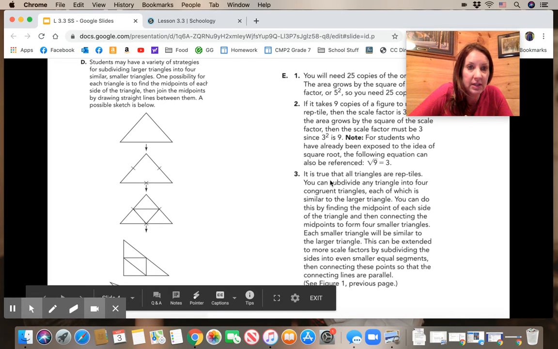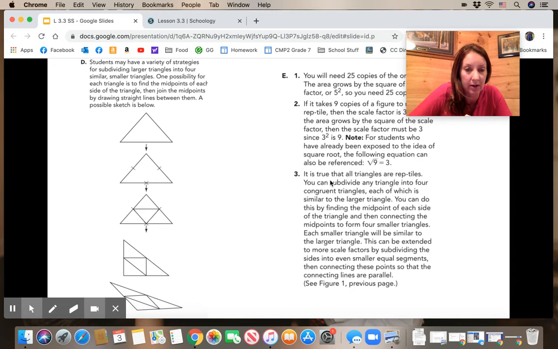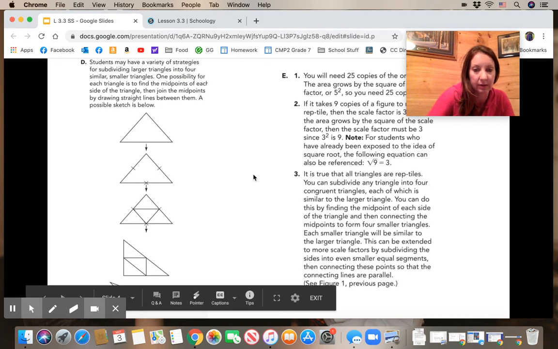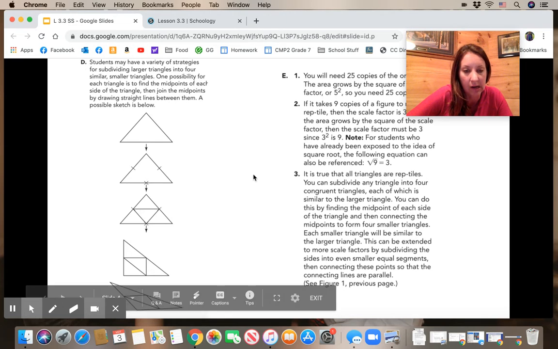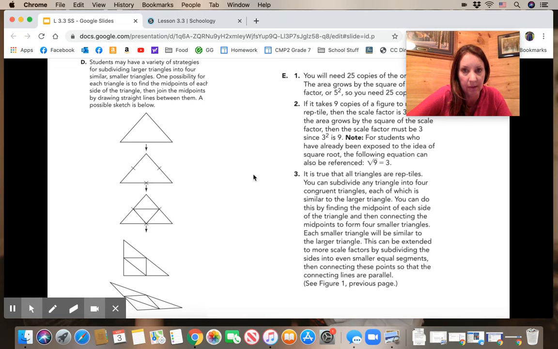In question D, you might have had a variety of strategies for subdividing the larger triangle into 4 smaller similar triangles. One possibility for each triangle is to find the midpoints of each and then join the midpoints by drawing straight lines between them. So here's an idea of how you would have done that. If you made midpoints and then connected each one, you would have made similar triangles. And then below there, they show the right triangle and the scalene triangle.